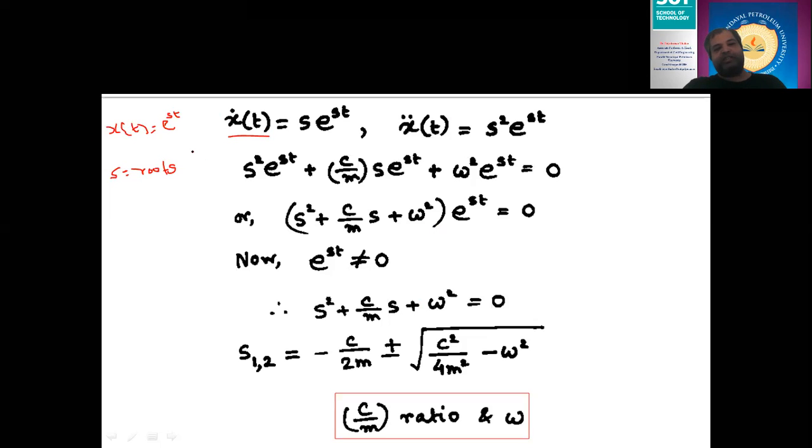Now let us find the first derivative. x dot of t, s will come out, is s e raised to st. If I find the double derivative, differentiating again, s will come out again, so x double dot is s square into e raised to st.